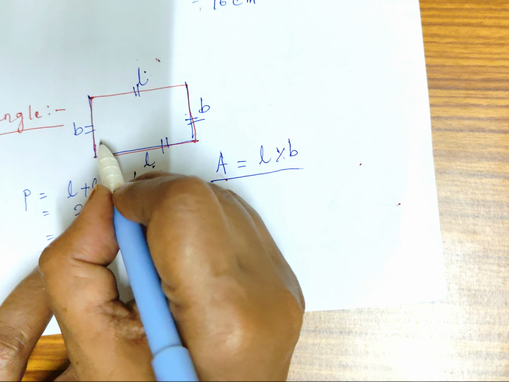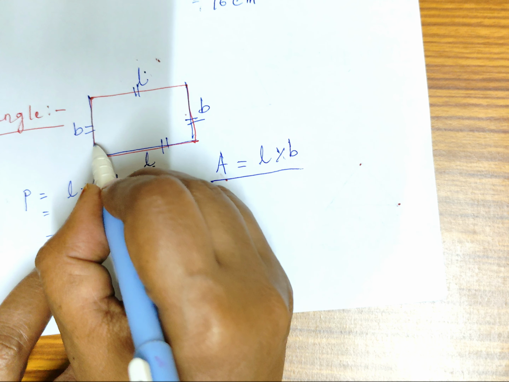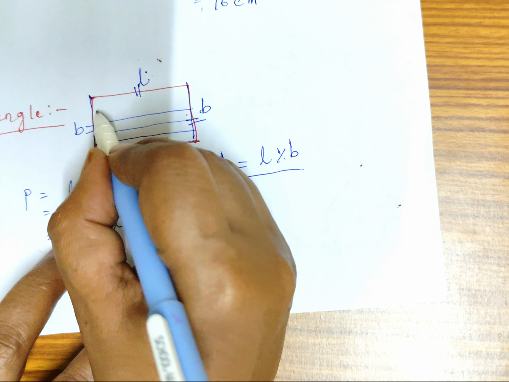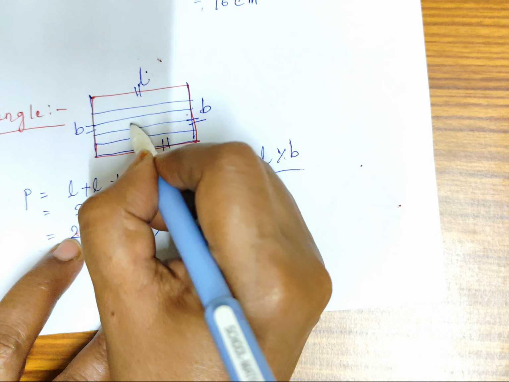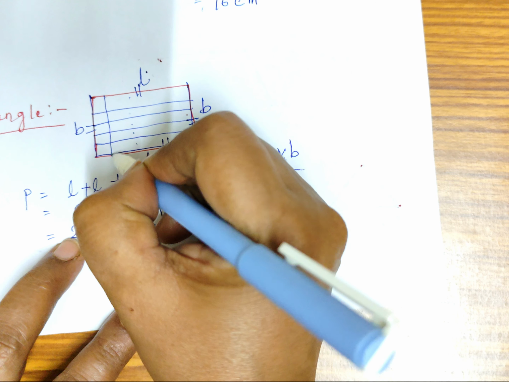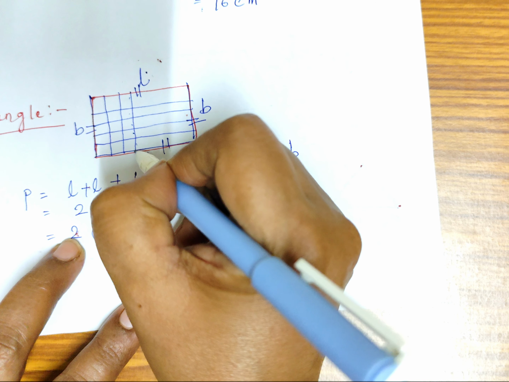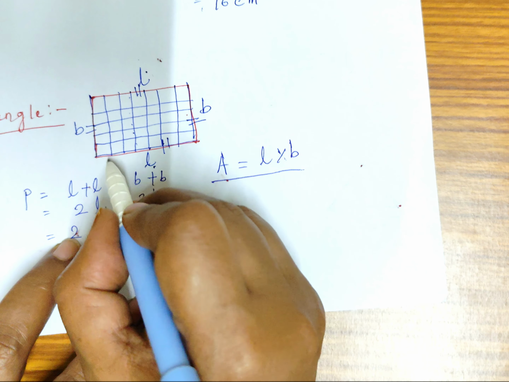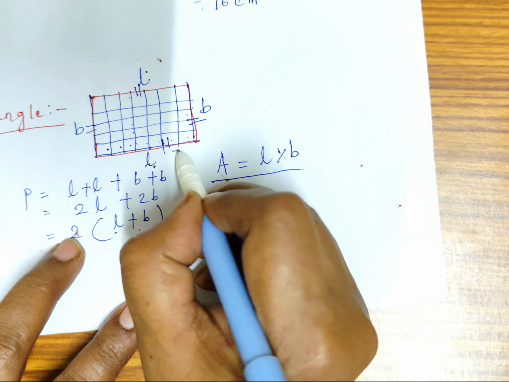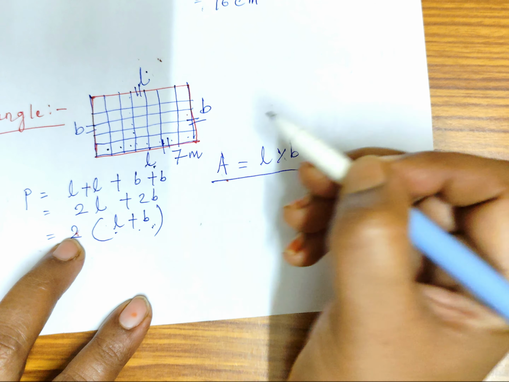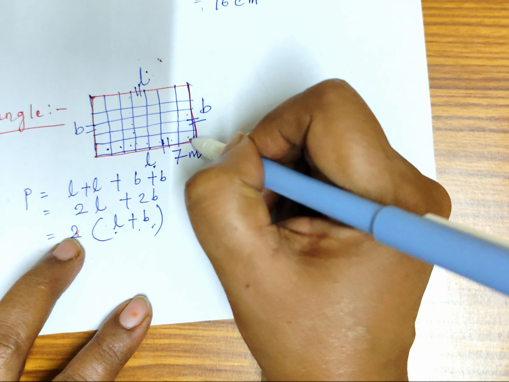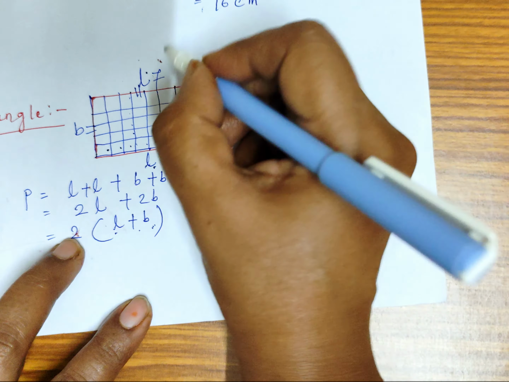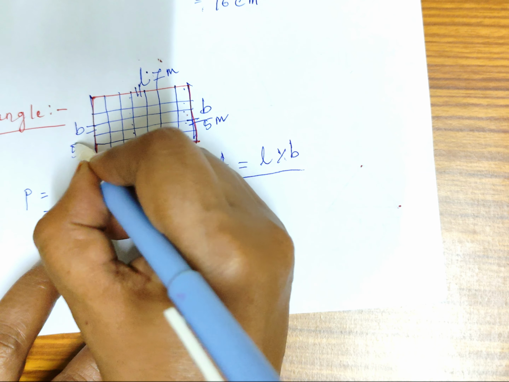So let's see. Now we have to divide this. 1, 2, 3, 4, 5. 1, 2, 3, 4, 5, right? Now here 1, 2, 3, 4, 5, 6 and 7. So now count this 1, 2, 3, 4, 5, 6, 7. So here it is, say for example, 7 meter. This distance, this B, is nothing but 1, 2, 3, 4, 5. This is 5 meter. This is also 7 and this is also the same 5 meter.